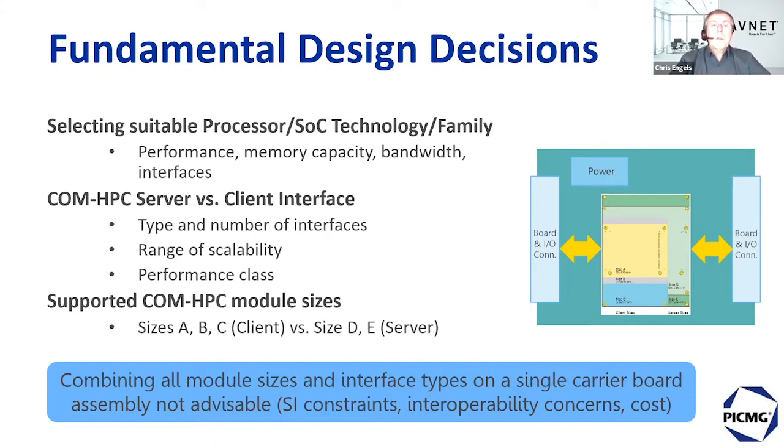So you have to make a very fundamental design decision. Trying to accomplish both COM-HPC client and server interface on the same carrier design is, I would say, not impossible, but it can be quite challenging because you have to deal with high-speed signaling. And if you have additional connectors or connector footprints in your design, that puts some extra stress on the signals.